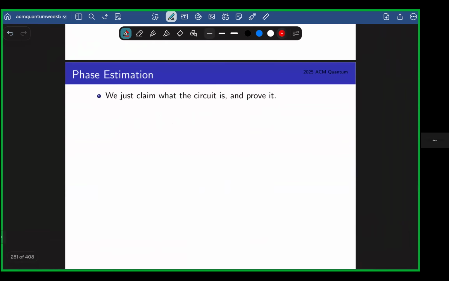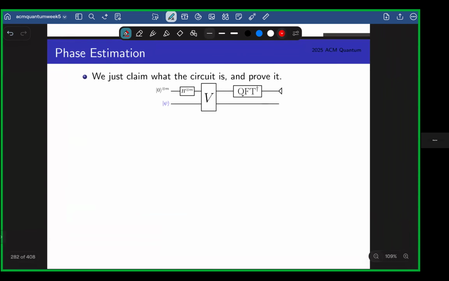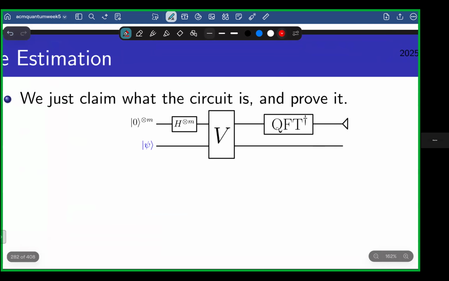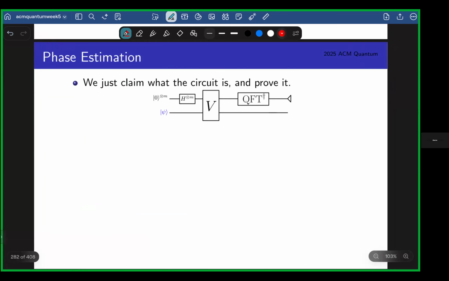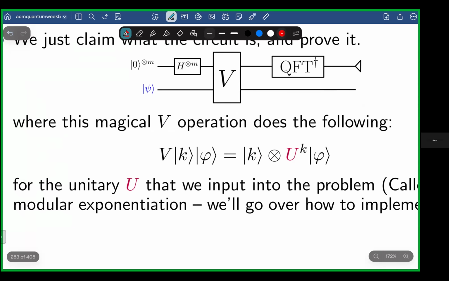Okay. Now let's solve phase estimation. I'm just going to throw the circuit and then we're going to prove it. That's the easiest way to do it. So here's the circuit. It may look similar to some stuff we've done before, and in ways it doesn't. So this is the circuit, and that V in the middle does this. We'll go over that.